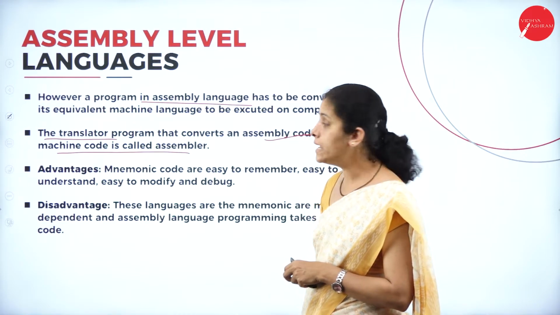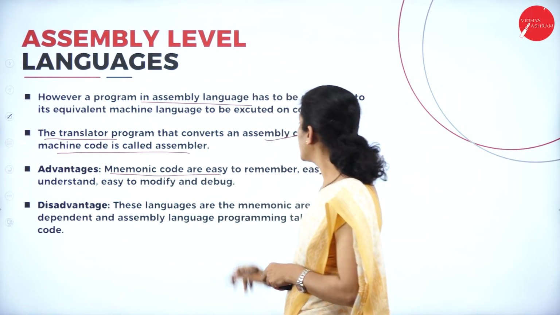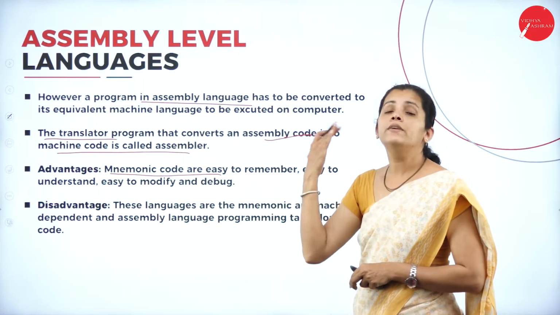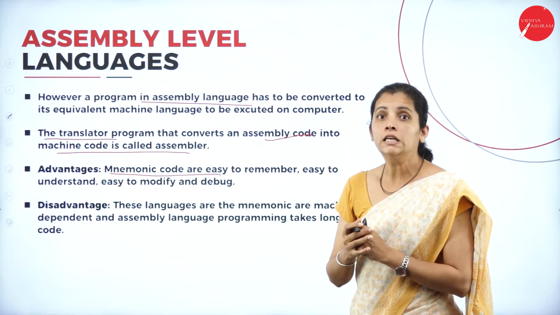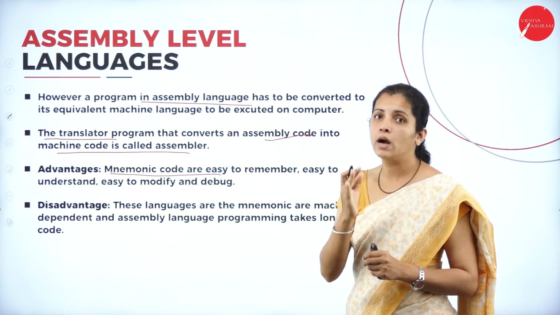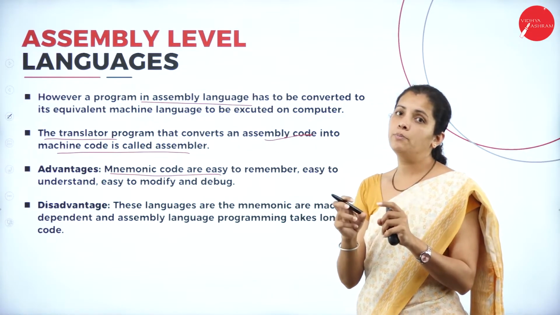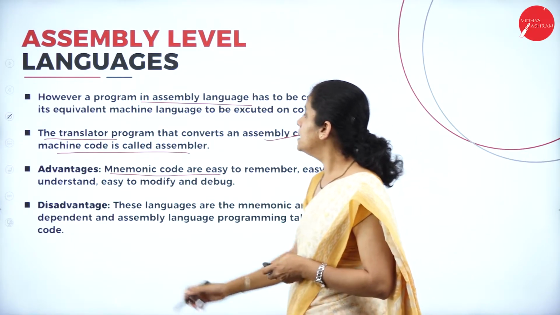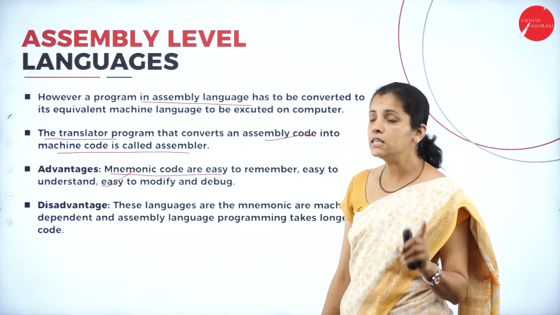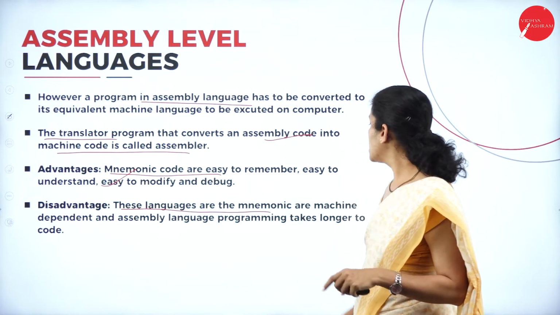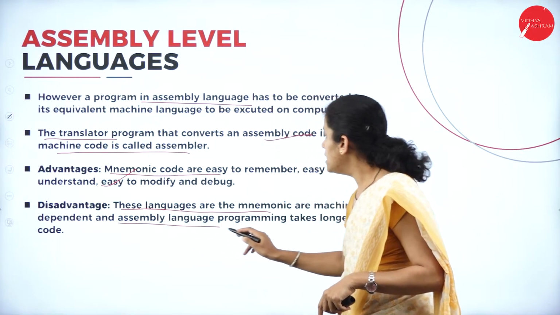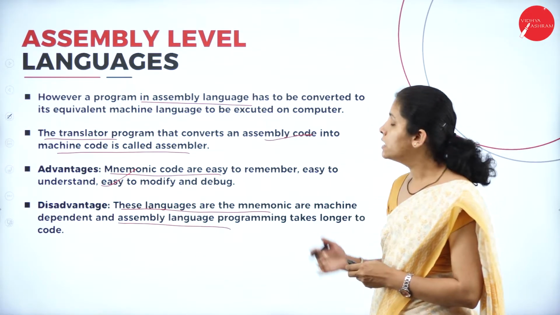Now, what is the advantage here? Mnemonic codes are easy to remember. In machine level language, it is very difficult to remember the binary digits. But in assembly level language we have mnemonics, which are very easy to remember, and it is very easy to modify and to debug. But what is the disadvantage? These languages use mnemonics and are machine dependent. So assembly level language programming takes longer time to code.